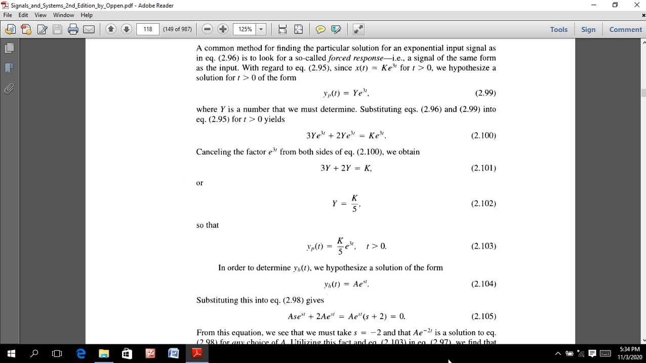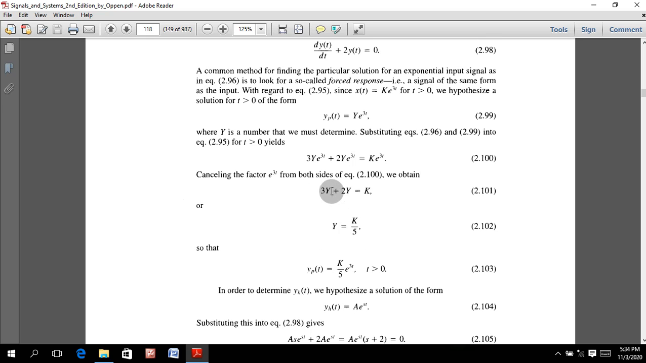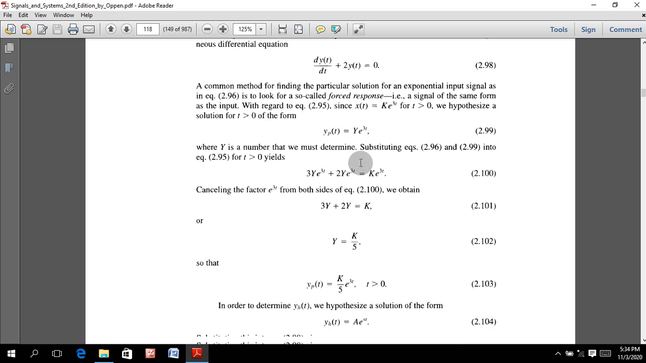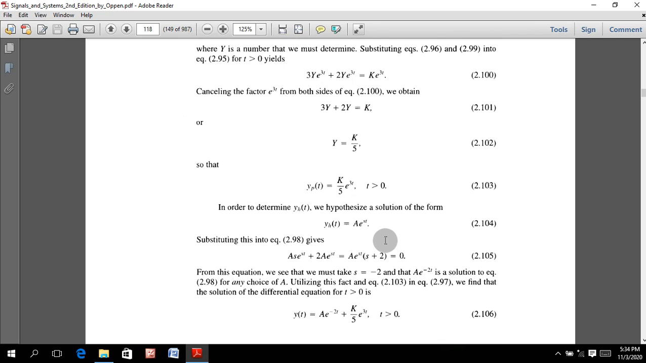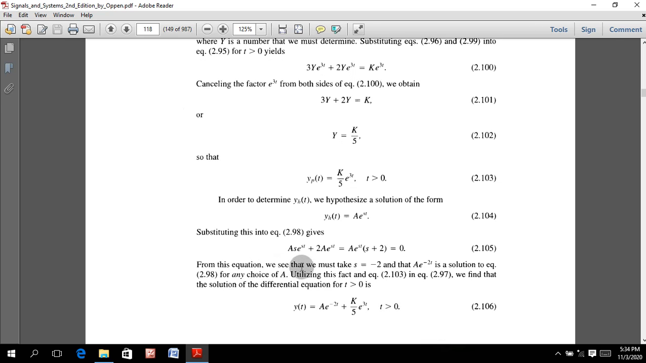Now that same value, we will put in the first order derivative equation. After the derivation, we will find that a e to the power st into (s plus 2) is equal to 0. From this equation we see that we must take s is equal to minus 2, because we know that this signal is not 0, so this value should be 0 to be the net result. To be 0, we need to have s plus 2.